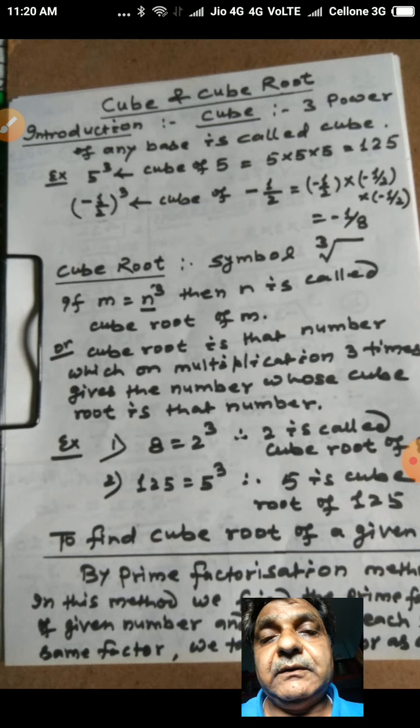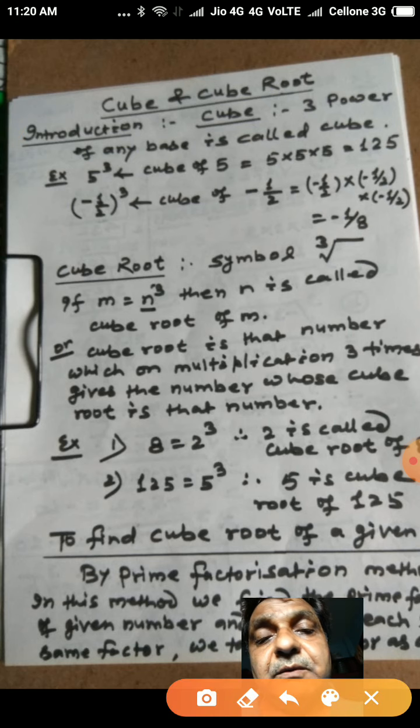So from these two examples, what we learn is that whenever we want to make the cube of any number, we should put power 3 to that number, and that number should be multiplied 3 times to get its value, whether it is a positive number, a negative number, or a fractional number. Okay, so now come to cube root.